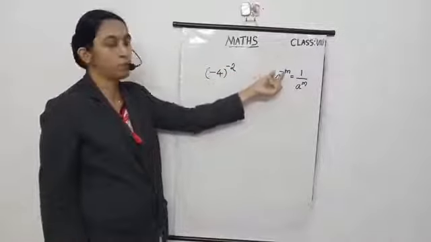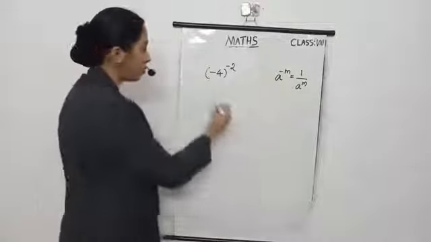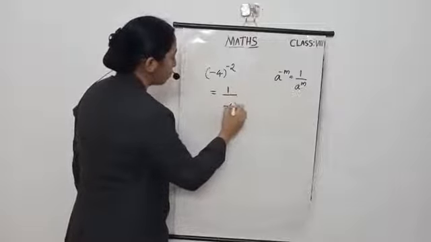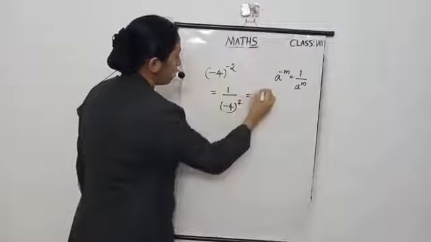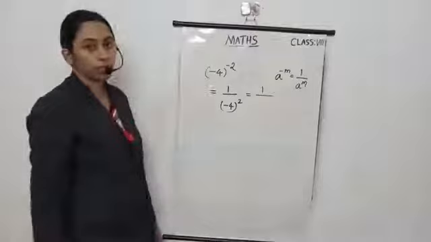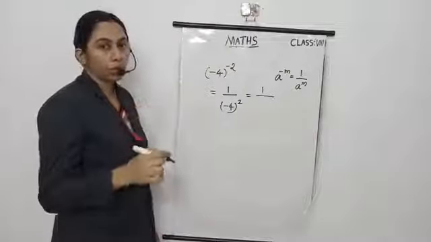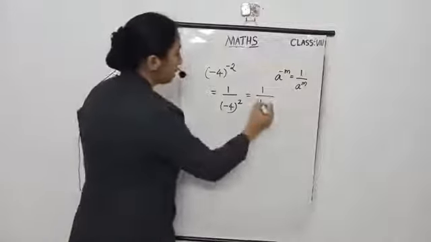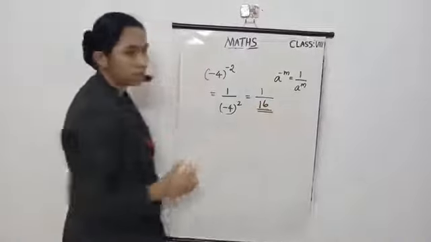Here a raised to minus m equals 1 by a raised to m. So this can be written like 1 by minus 4 raised to 2. That is 1 by minus 4 raised to 2, which means minus 4 into minus 4. Minus into minus plus, 4 into 4 is 16. So the answer is 1 by 16.